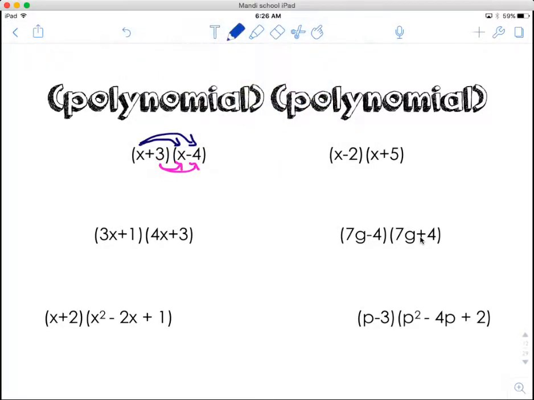So we go back to the first one. We have x times x, which is x squared. We have x times negative 4, which is negative 4x. Then moving to the second term, we have 3 times x, which is a positive 3x. We have 3 times negative 4, which is a negative 12.